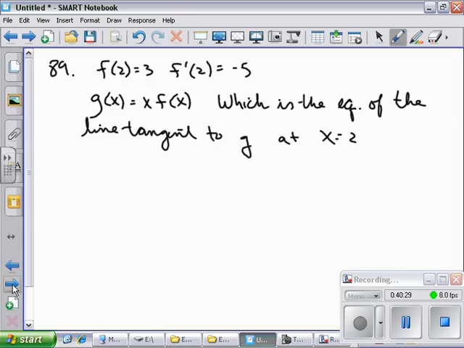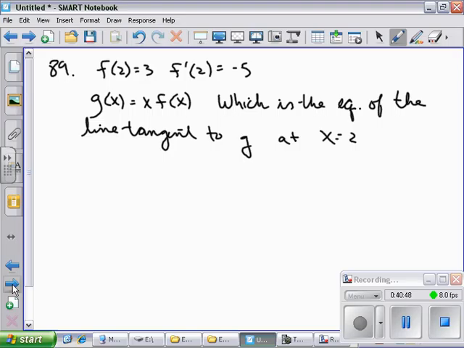89. They give us the y coordinate at a particular x value. They give us the derivative there. Oh, they don't want us to write the equation of the tangent to f. They want us to write it to g. So we got a little more work to do. But g equals x times f of x.